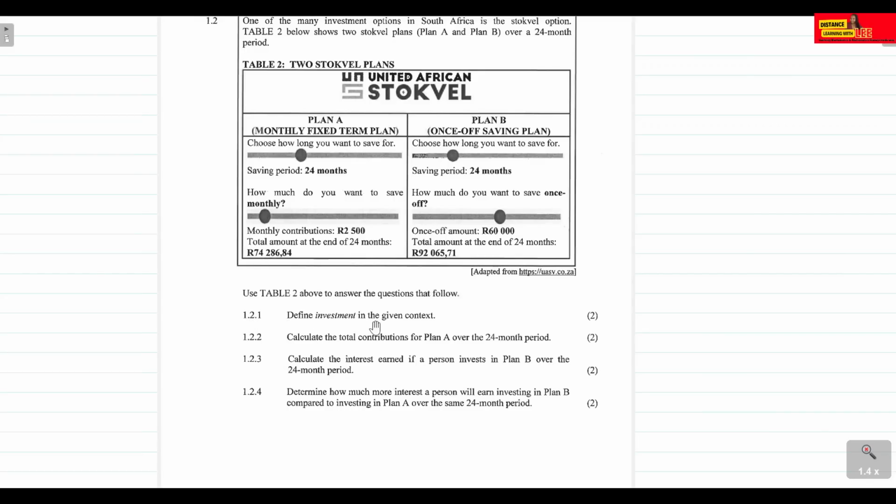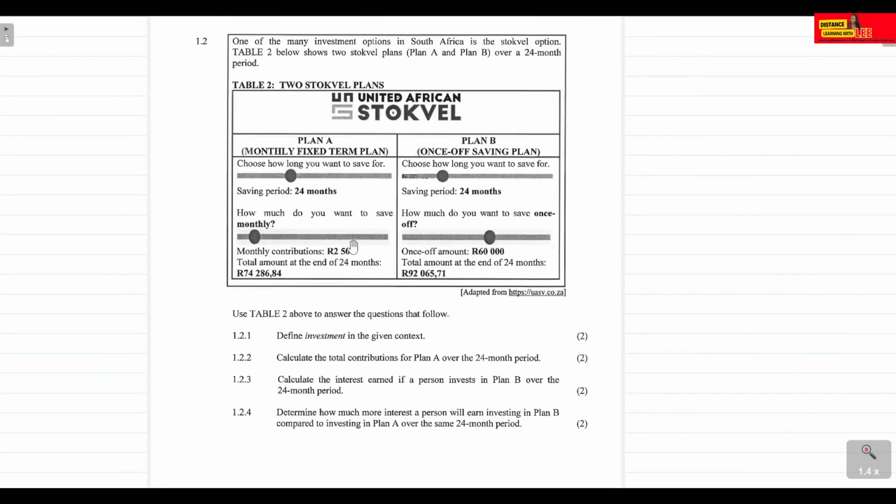It says define investment in the given context. So in this case, when they say in the given context, you should try to include what is happening in this scenario. We already know what an investment is: when you are making an investment, you are putting money into a savings account so that your money generates interest. However, in this given context, we are putting money into a stokvel, so that it can generate interest.